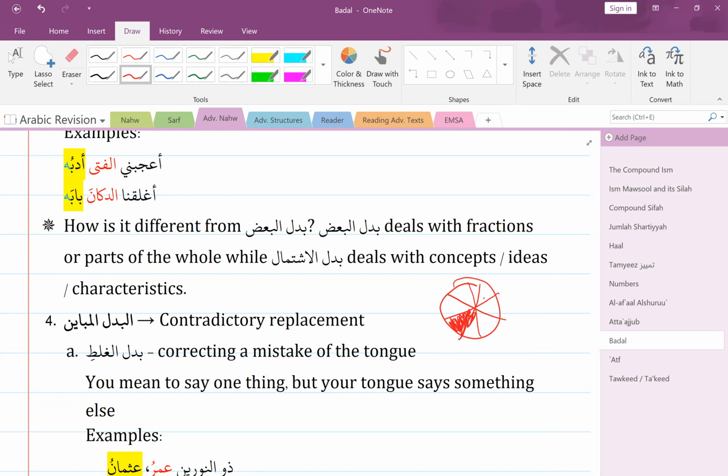But badal al-ishtimal is an abstract idea. You cannot divide something and pull out a characteristic of it. So that would be the difference between the two. So you just watch out: is it a fraction of the mubdal minhu, or is it an abstract idea? I hope that's clear.